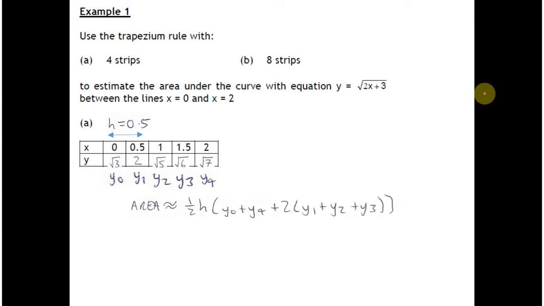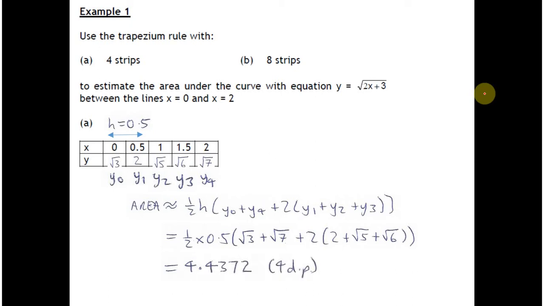The area, therefore, will be a half of h times y0 plus y4, the first plus the last, plus 2 times all the middle terms added together, y1 plus y2 plus y3. So sticking our values in, we've got half times a half times root 3 plus root 7, first plus last, plus 2 times all the middle terms, 2 plus root 5 plus root 6. Sticking all of this into the calculator correctly, we get 4.4372 to 4 decimal places.